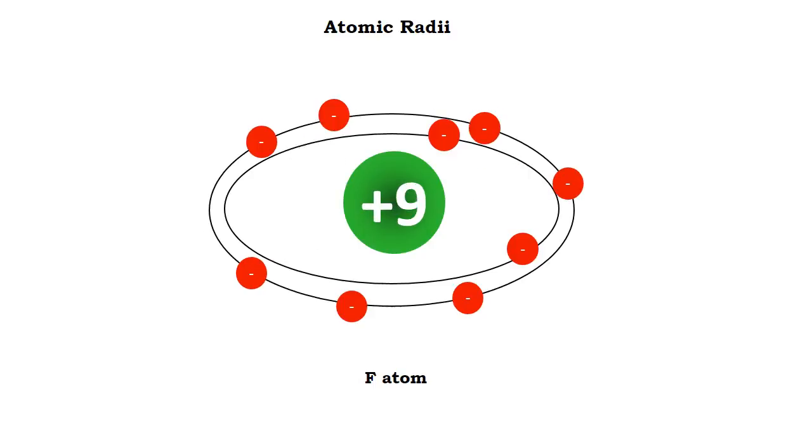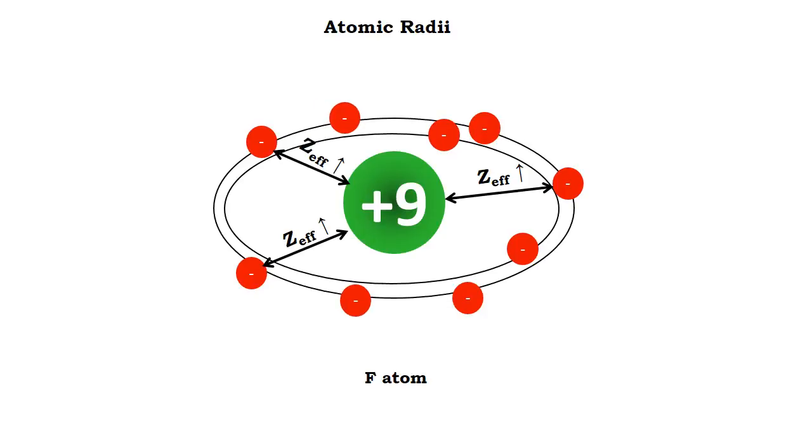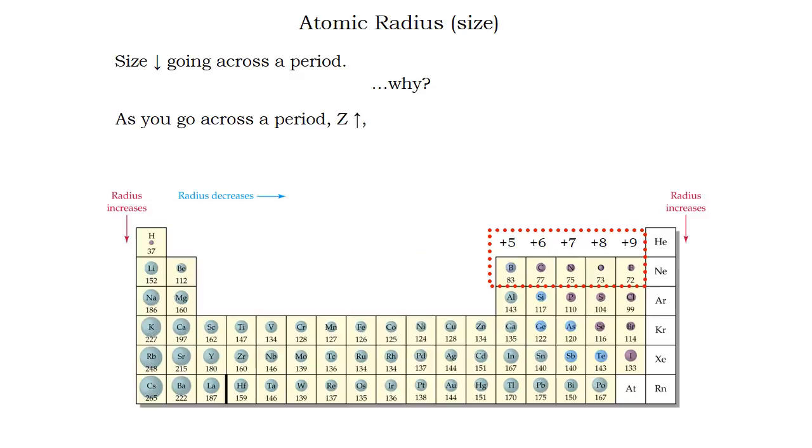Finally, the last one is fluorine. Fluorine is +9, which means the valence electrons are going to feel the highest effective nuclear charge for this one. And they're still only in the second shell. It's going to pull them in even tighter. So now if you go back to our periodic table to explain why, what you would say is that as you go across a period, the nuclear charge goes up. But we're still only in the second shell.